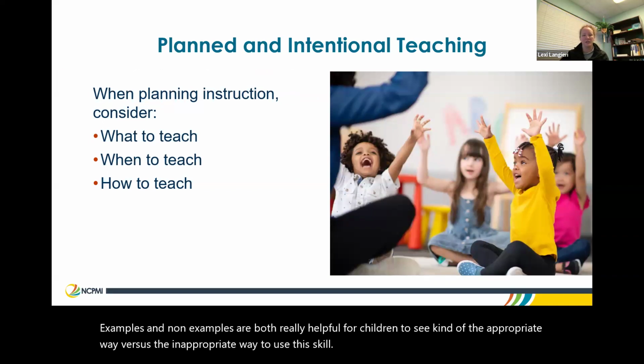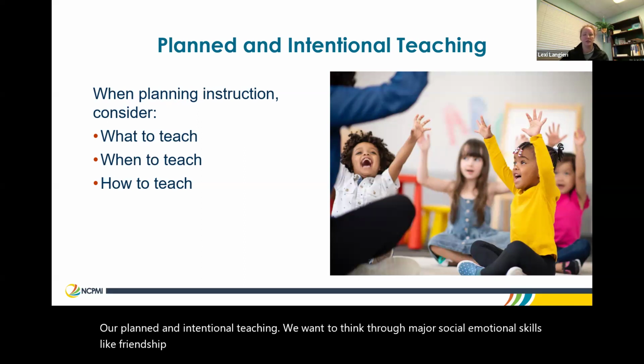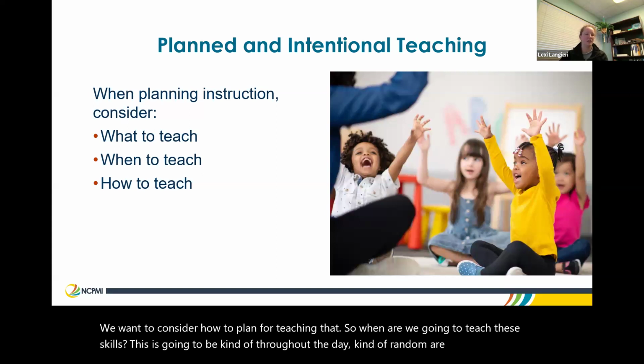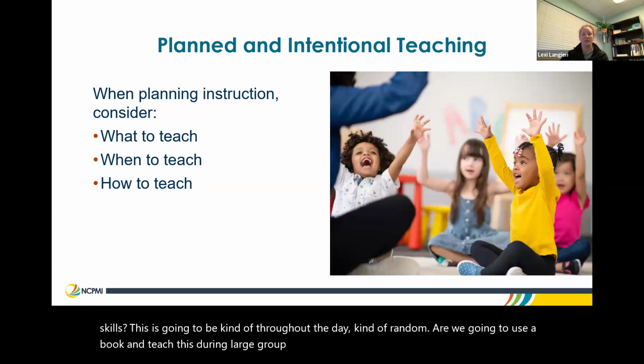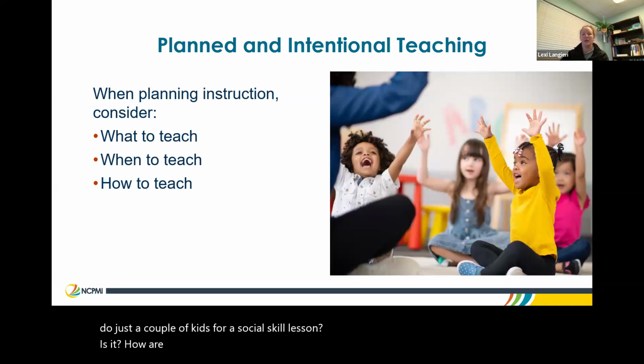For our planned and intentional teaching, we want to think through major social emotional skills like friendship skills, emotional literacy, self-regulation, or problem solving. We want to consider how to plan for teaching that. So when are we going to teach these skills? This is going to be throughout the day. Are we going to use a book and teach this during large group time? Are we going to have a small group time and do just a couple of kids for a social skill lesson? How are you going to embed this in your routines or your transitions throughout the day?